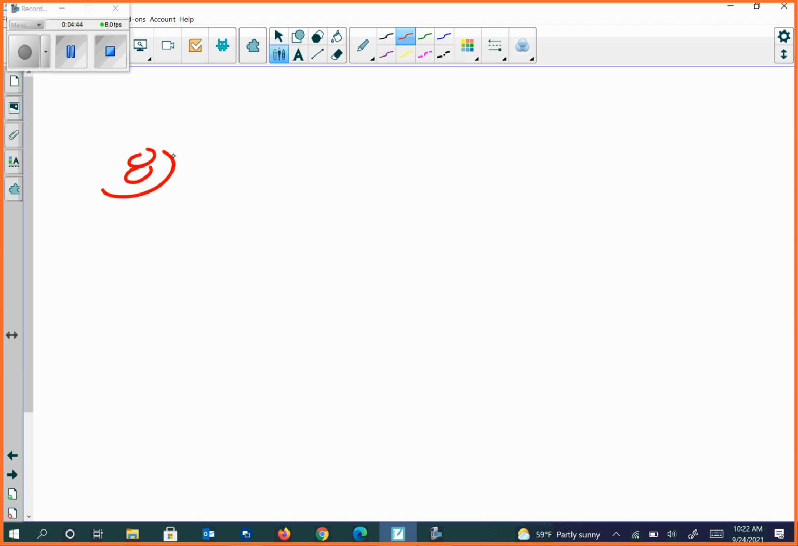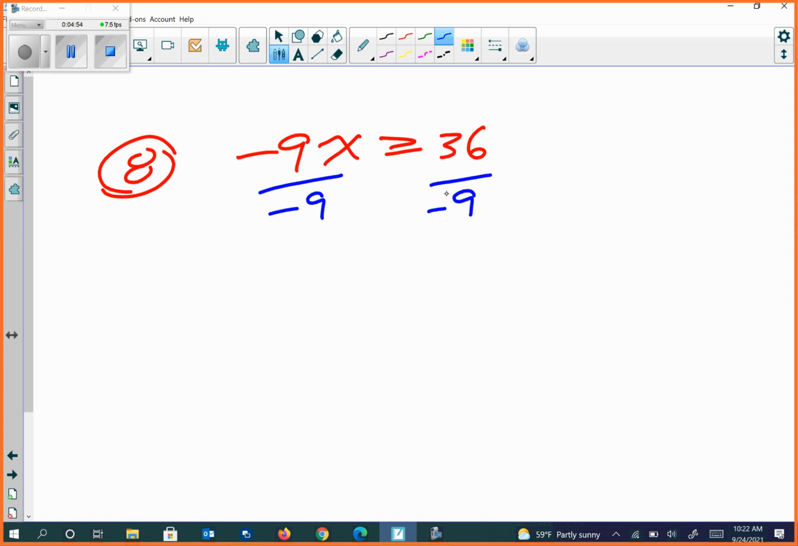Number 8, we have negative 9x is greater than or equal to 36. I'm going to go ahead and divide each side by negative 9. So this sign has to flip over. Those cancel. That gives me x is less than or equal to 36 over negative 9, which is negative 4. So this is pointing the direction we're going to go forever. We're going to go forever to the left.